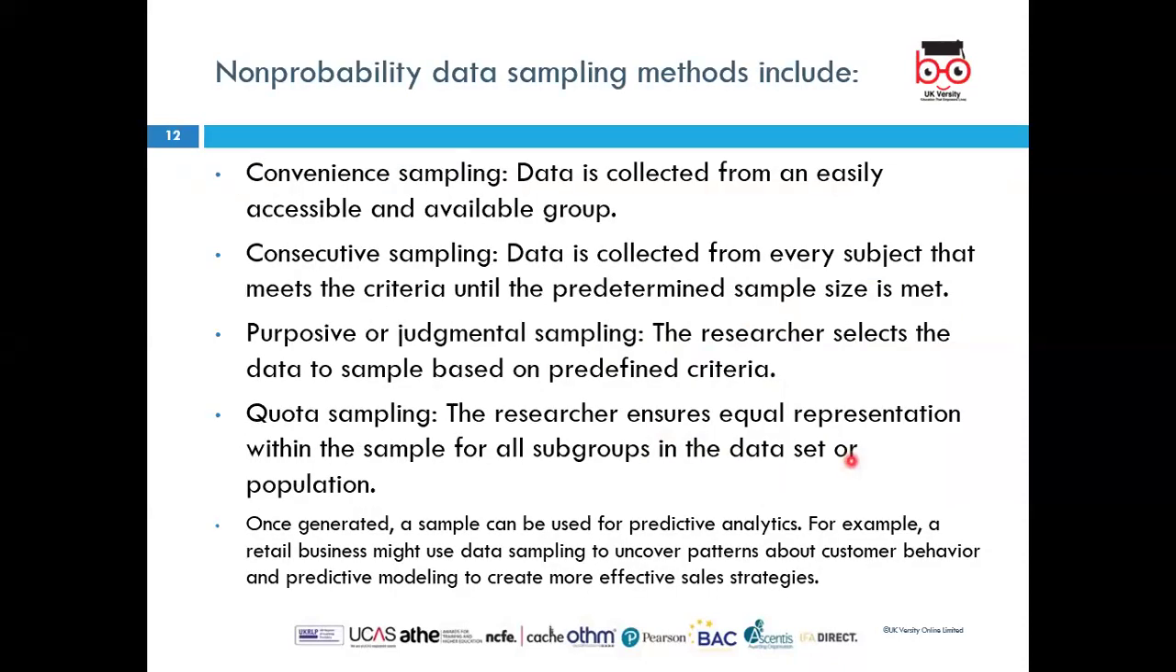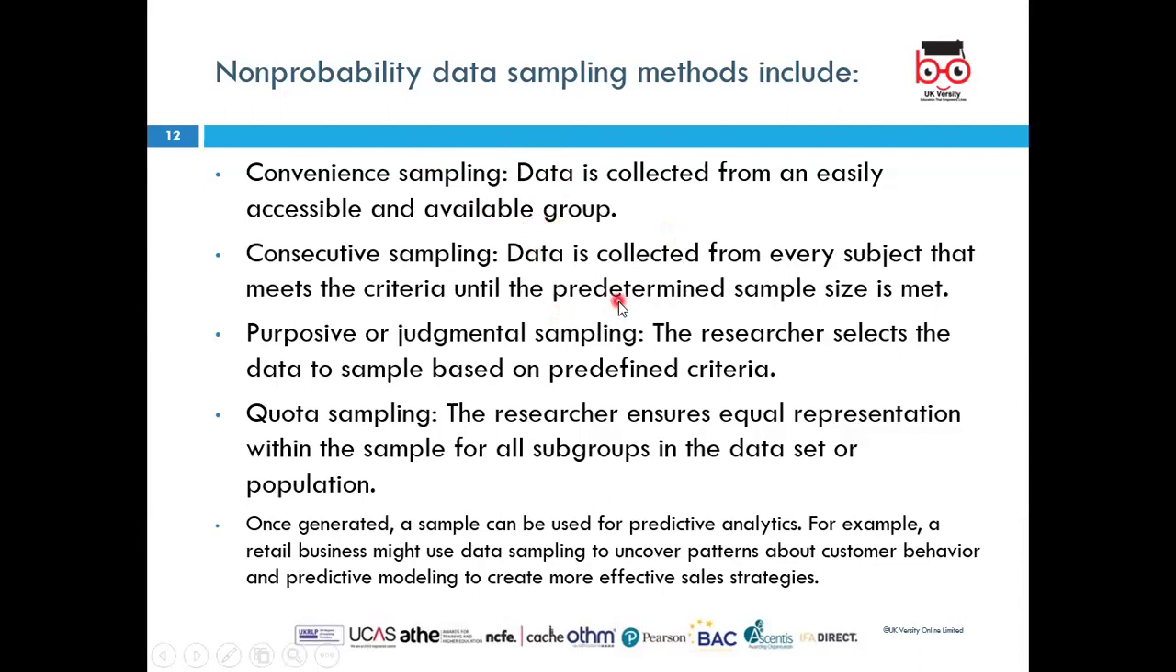So non-probability data sampling methods would include convenience data sampling. Data is collected from an easily accessible and available group. So whoever comes across, you just take data from them. And whoever doesn't, you don't have that data. So that again includes bias.